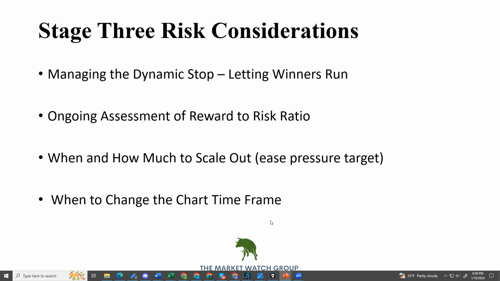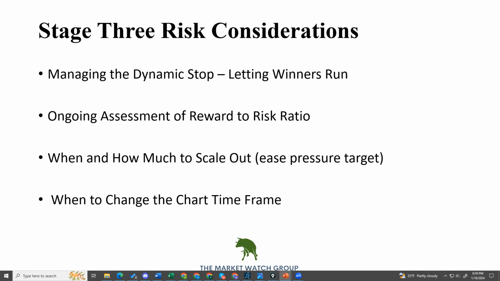We need to have a sense of when and how much to scale out. Ease pressure. What's the target to ease pressure? So if in that situation I had that trade where I'm in at 50 and it gets to 54, I think, you know what, I'm going to sell one of my 4 contracts at 54. It still has $2 to go, still has plenty of room to go, but I've achieved a 2-to-1. Let's sell one contract. I still have 75% remaining. Or if I had 100 shares, let's sell 25 shares. I have 75 more to go.